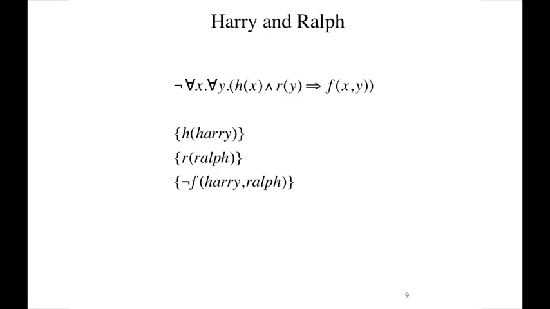And similarly, we can convert our negated goal to clausal form as well. Note that to deal with the negated universal quantifiers, we need to add some Skolem constants. In this case, we've chosen to use Harry and Ralph, our prototypical horse and rabbit, assuming that those constants are not already in the language.